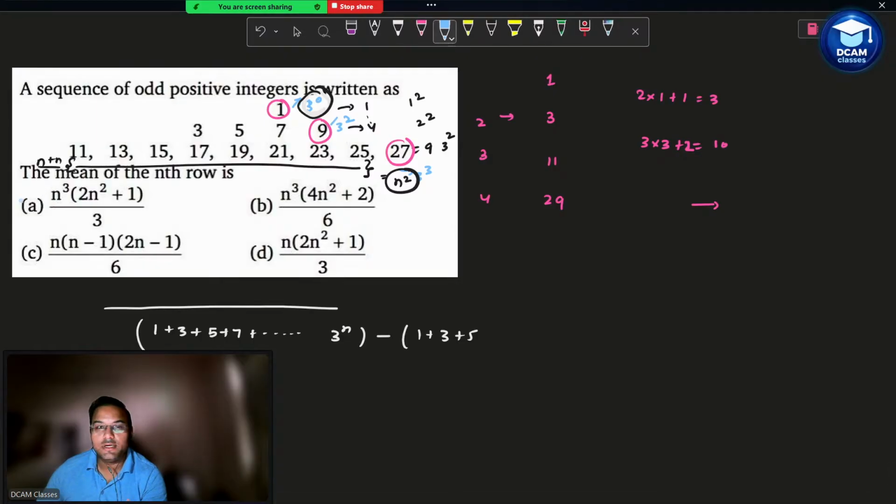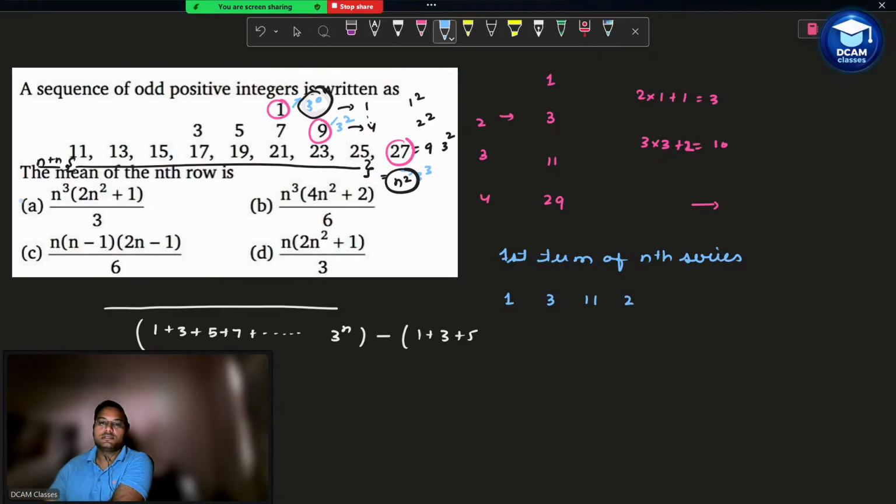So, what I was telling you, the total number of terms in the nth series will be n square, that we already knew. Now try to find the first term of the nth series. The first term of every series is 1, 3, 11, 29, like that. Can you find out the nth term of this?